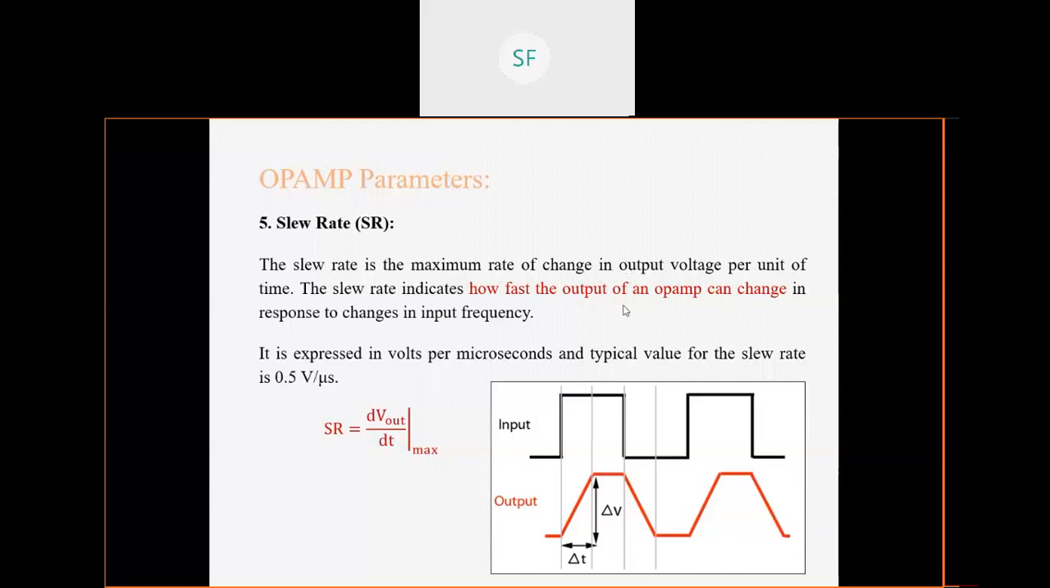If after giving the input, the output changes half an hour later, we don't want that, right? Suppose the input is changing, then your output should also change instantaneously. And slew rate is nothing but the parameter of how fast your op amp output is changing when your input corresponds to any change. Okay, all right.